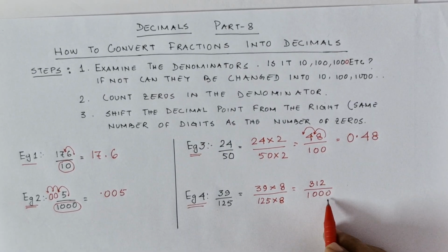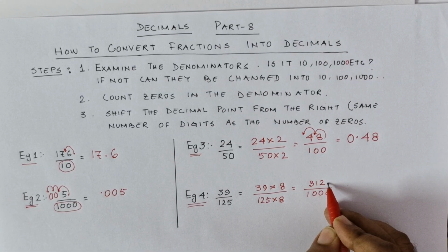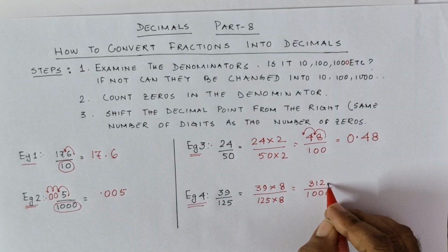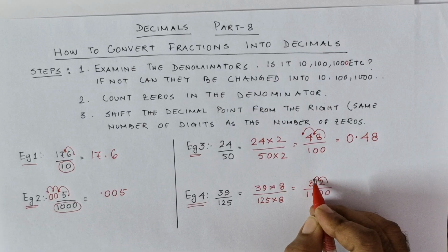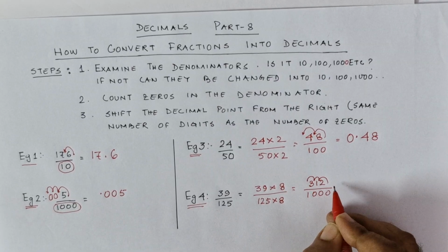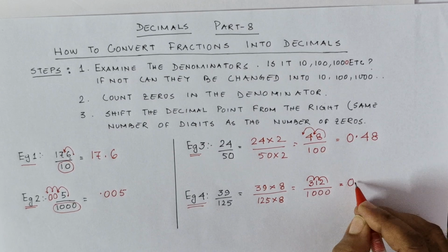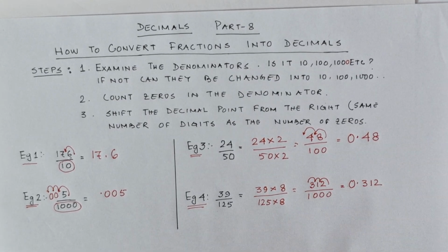So again examine the denominator. It is 1000. So 3 zeros. Imagine the decimal point to be here. So shift or move the decimal from the right to the left 3 places. 1 place, 2nd place and the 3rd place. So the decimal point lies before 3. So we write 0.312. Right, students?